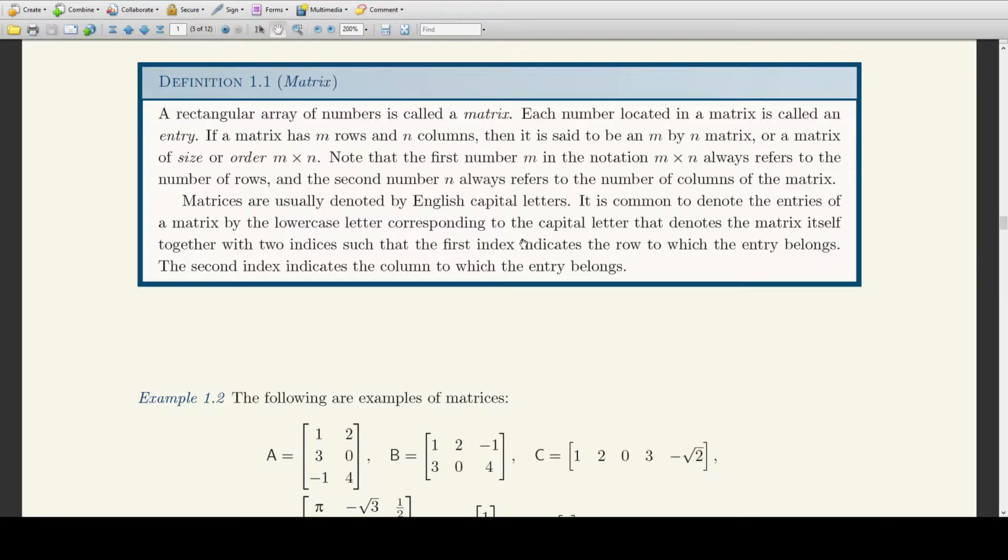Every matrix has some number of rows and some number of columns. Here, for example, this matrix, which I call A, has 3 rows and 2 columns. This matrix has how many rows? 2 rows and 3 columns. This matrix C has just 1 row and how many columns? 1, 2, 3, 4, 5. Yes, each one of them is a column. So that's also a matrix.